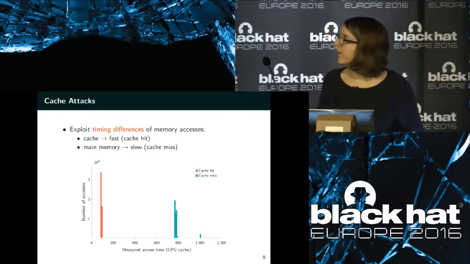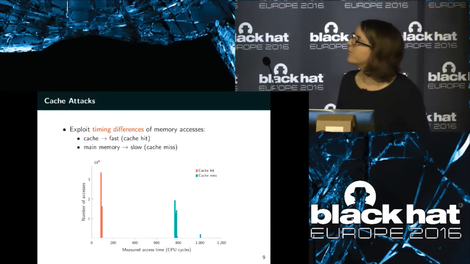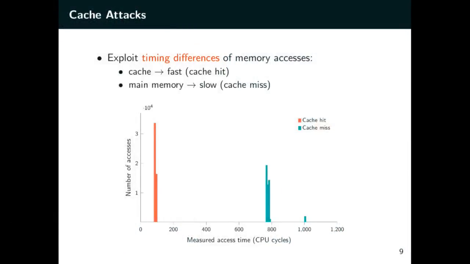Now, you can clearly see the difference between cache hits here and cache misses here. This is basically what we always start to do when we mount a cache attack. We time the cache hits and the cache misses, and then we can have some threshold because we know that we will never have any cache miss below 700 CPU cycles. Then just by measuring the time an access takes, we can say it's a cache hit or it's a cache miss.